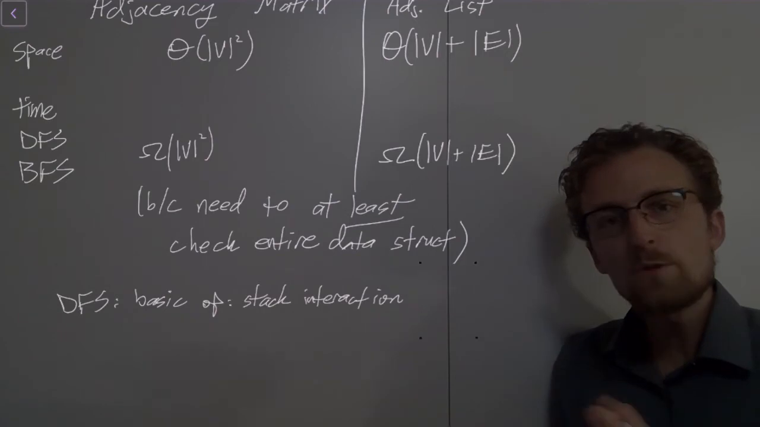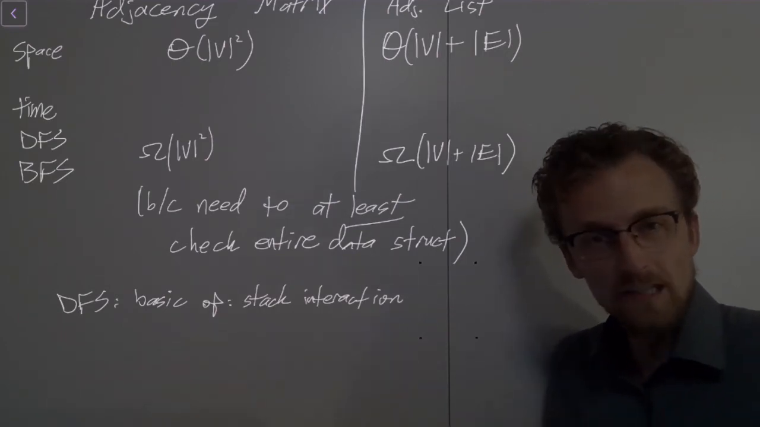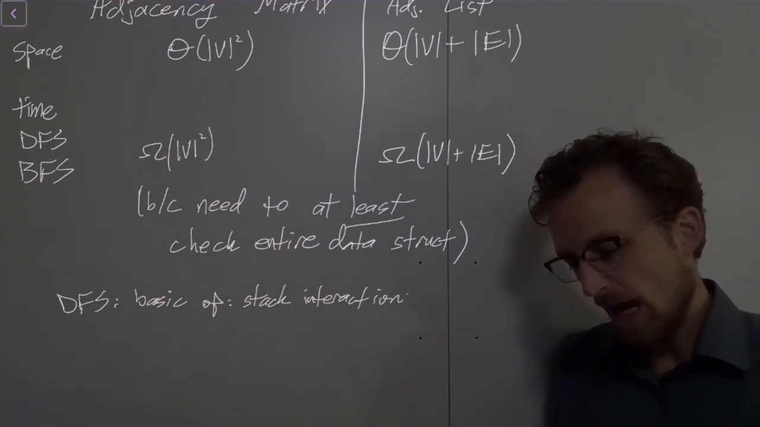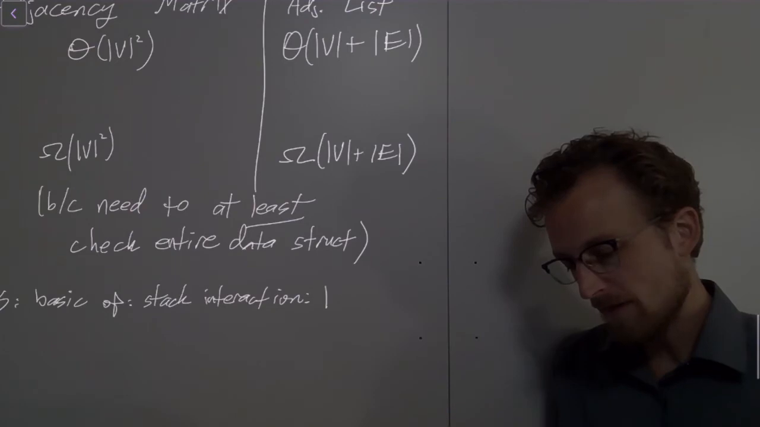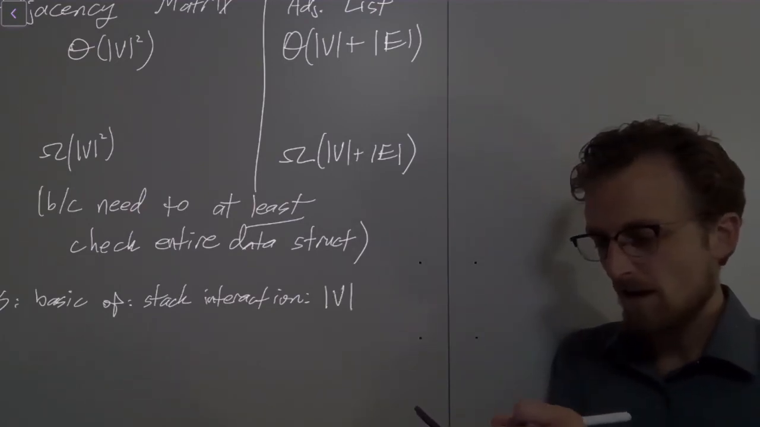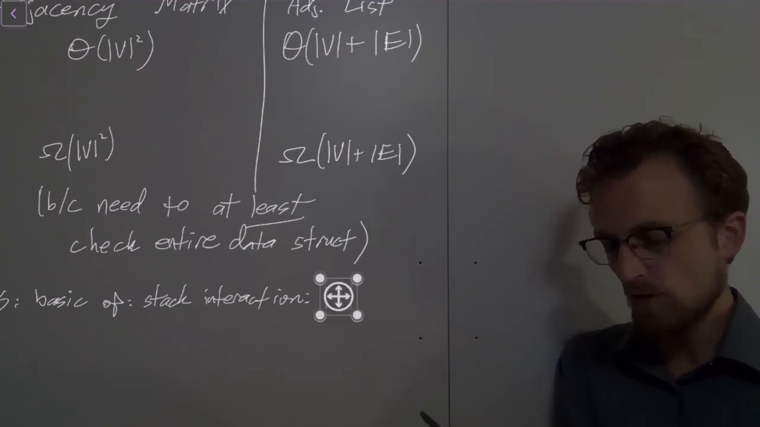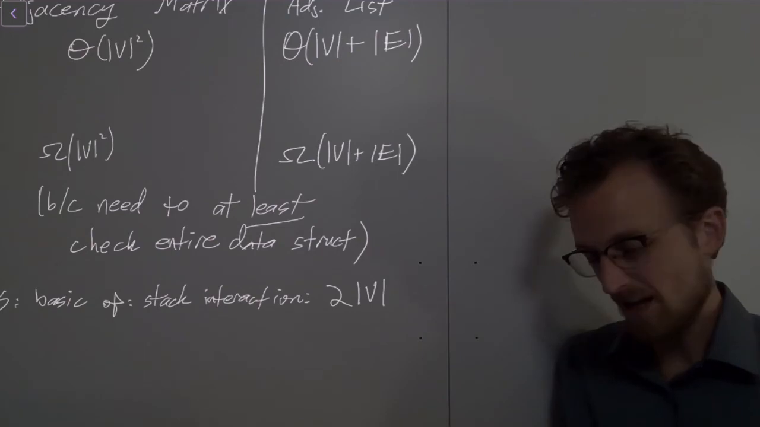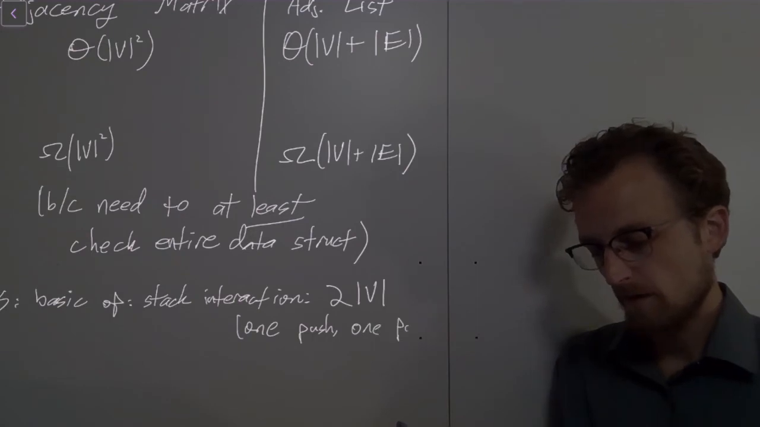So we only do linearly many, v many, stack interactions, right? So how many stack interactions do we have? Well, we have exactly v. Well, if we're going to be exact, we have 2 times v stack interactions: one push, one pop per vertex.